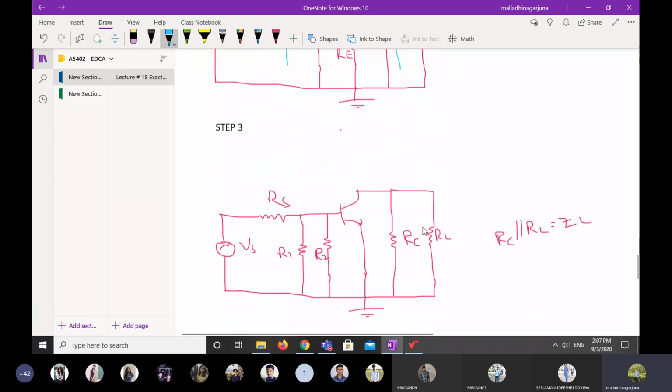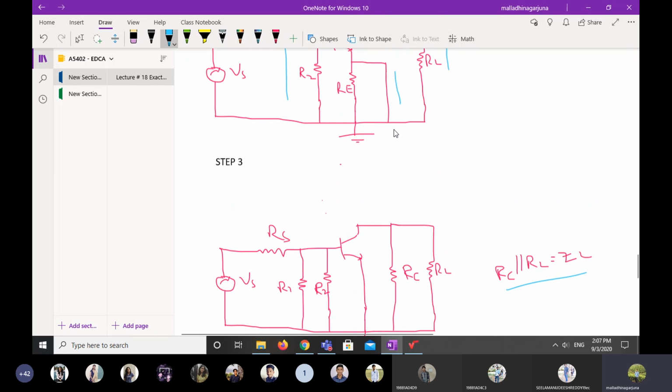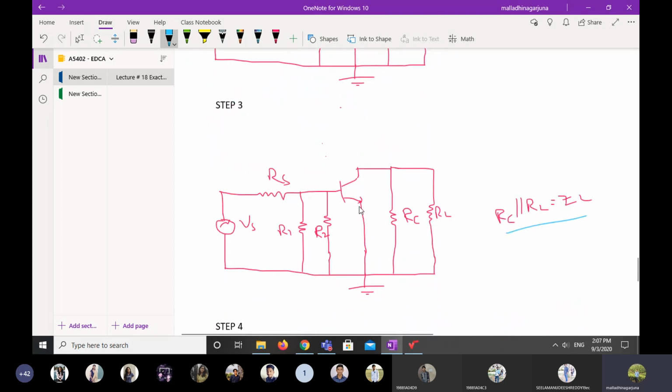Okay, so like this you will get RC parallel to RL equal to ZL. Just we can take it. If you draw the equivalent circuit, here RE is parallel to 0 ohms. Short circuit means 0 ohms, and RE parallel to 0 ohms is always 0. So RE is also replaced with a short circuit. The emitter resistance is replaced with a short circuit here.